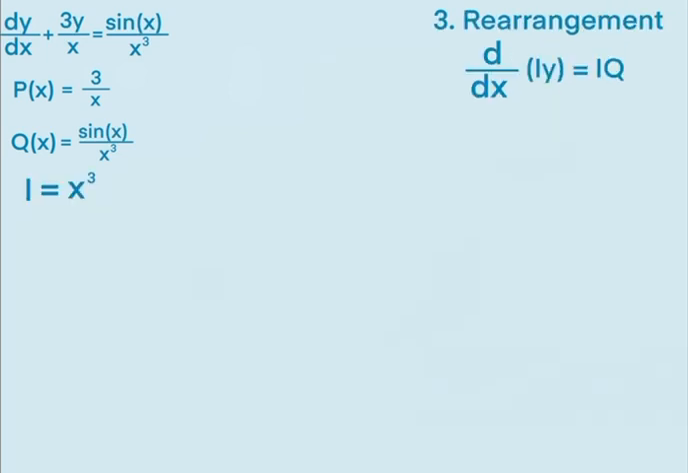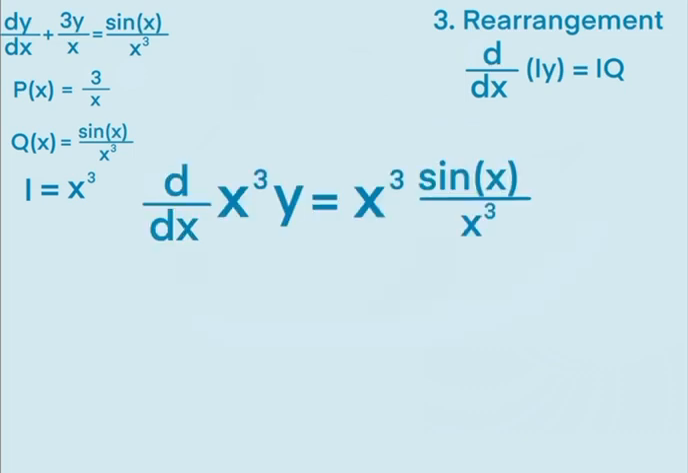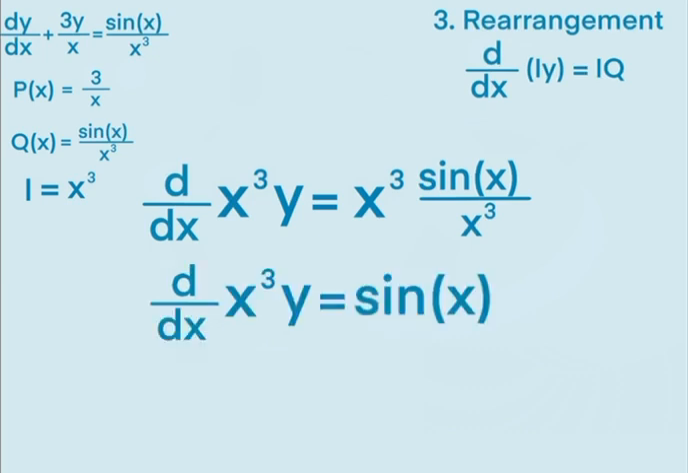Next, since we have our integrating factor, we can then rearrange our equation into a form that makes it easier to integrate. By using the formula above, we can rewrite the question into d over dx times x cubed y is equal to x cubed times sine x over x cubed. This can then simplify into d over dx times x cubed y is equal to sine x, which is an easier function to integrate than our original question.